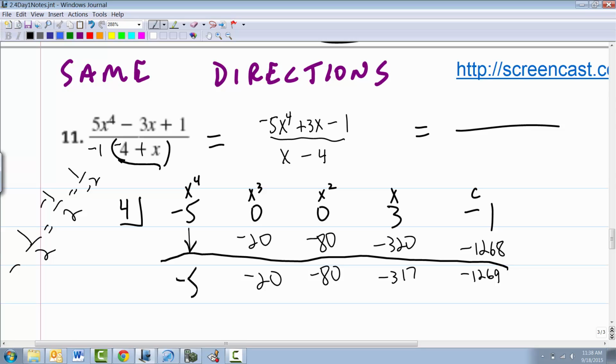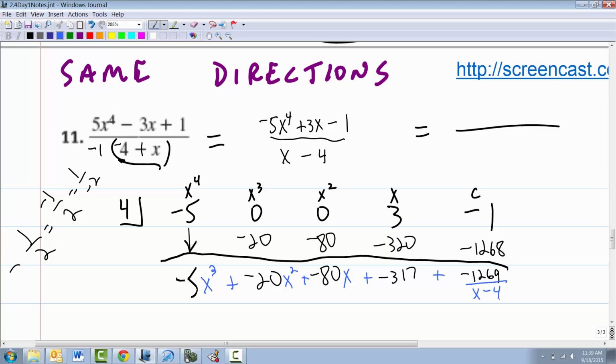Watch this. Negative 5x cubed plus negative 20x squared plus negative 80x plus negative 317 over. Now this has to be x minus 4 because I changed the question. And I have to see that in your work and I'd be okay with it. Really think you should make that factor what I just said there. I think you should do that. Okay? And that's your answer.